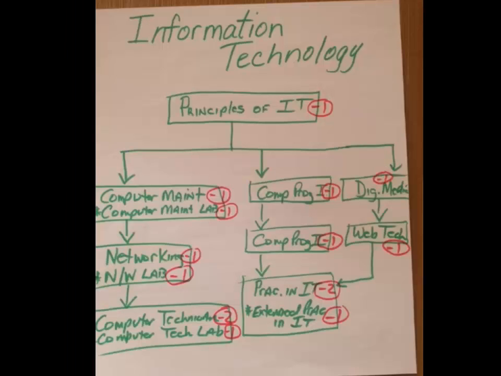Information technology. For our information technology, we looked at 3 different strands, but one of the main ones started with principles of information technology. Second year, computer maintenance, but we also did the extended lab, computer maintenance lab, then networking, then computer technician for 3 credits at the end. They do have a choice to go into practicum of information technology. It's under the endorsement of Business and Industry.